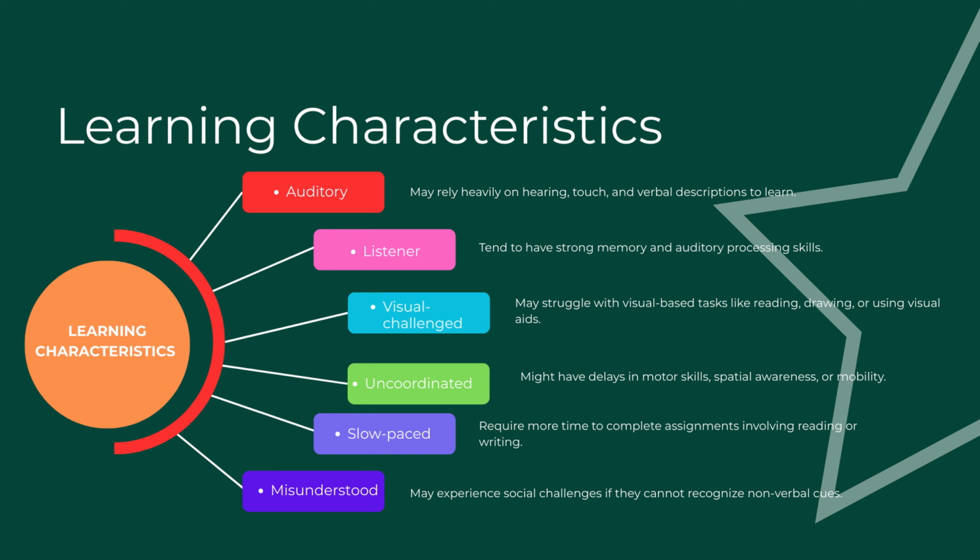May experience social challenges if they cannot recognize nonverbal cues. Sometimes, learners with visual difficulty are misunderstood by others. For example, they may not notice body language or facial expressions, which can make social interactions hard. This can lead to being left out or misjudged by classmates.